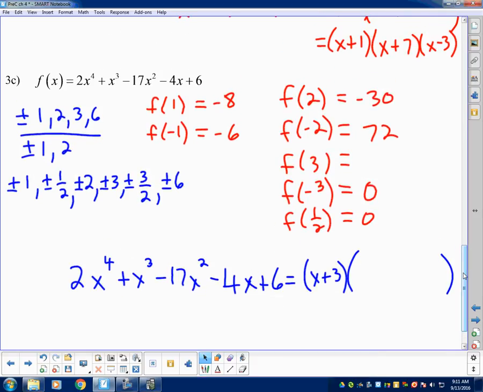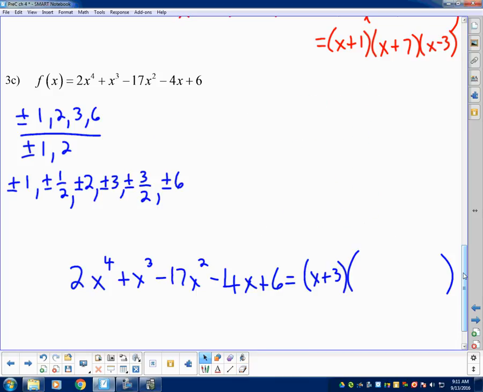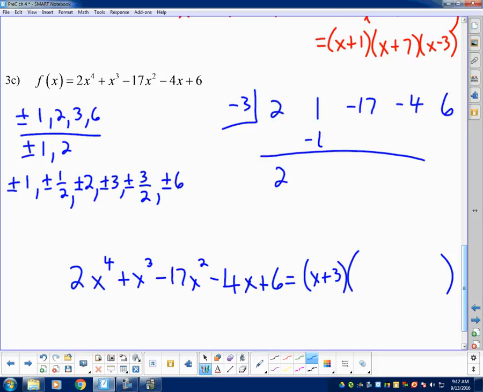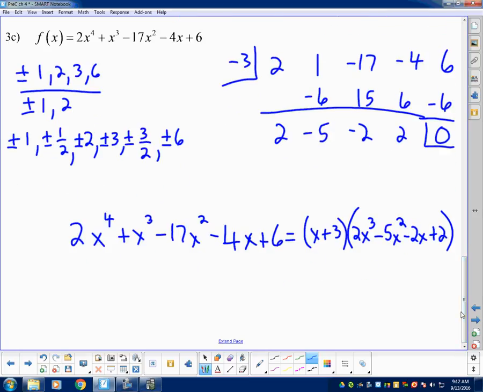I'm going to erase this whole process. Remember that 1/2 in there, but here we have -3, and let's go ahead and do our synthetic division. 2, 1, -17, -4, and 6. So we got 2, that's -6, that's 15, that's -2, 6, that's 2, -6, that's 0. So I did my synthetic division, and that leaves me with 2x cubed minus 5x squared minus 2x plus 2. Now, fortunately, we already did the legwork. We know that 1/2 goes into this, right?